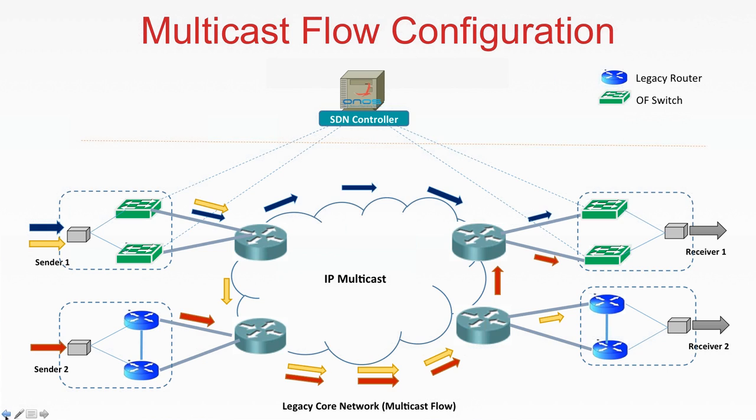One thing to note is the core of the network would still, in this particular scenario at least, be IP multicast capable, but it's also what we would call a legacy layer 3 topology. So it's not really aware of SDN at this point. Any questions so far before we move on?